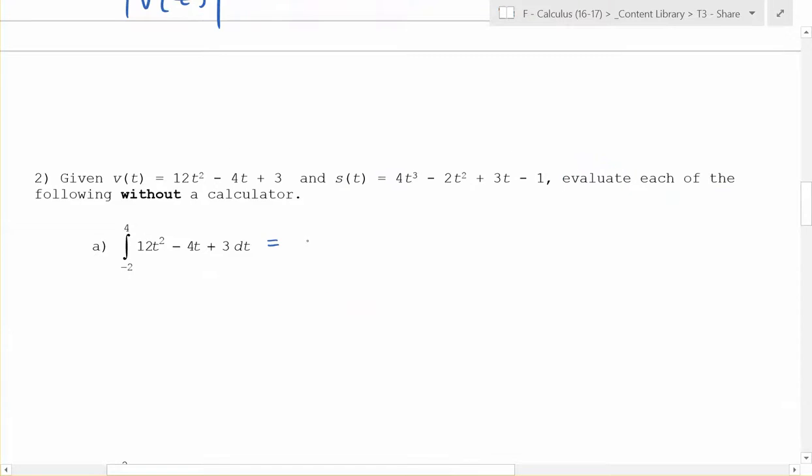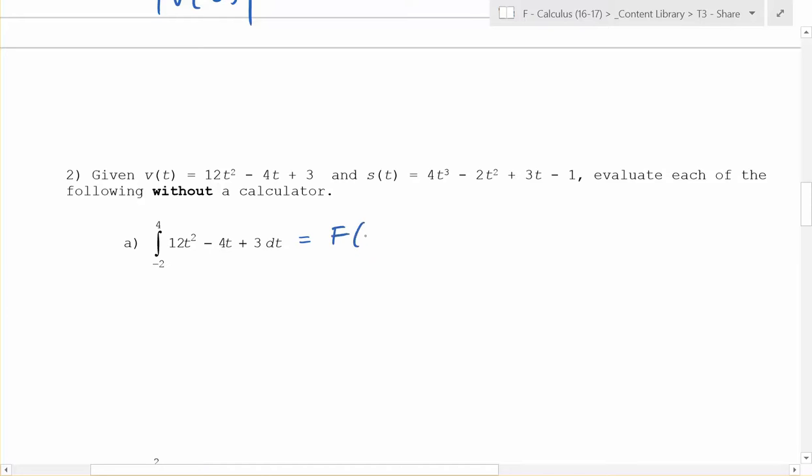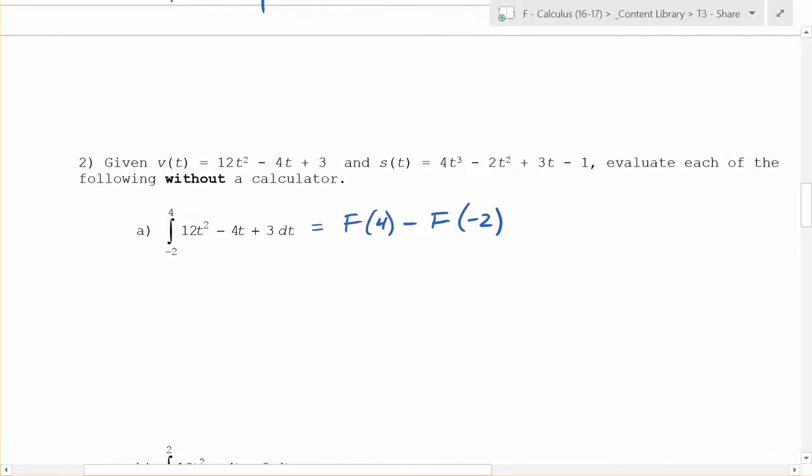Okay. Exactly. So you need to actually find, you have to do f of 4, right? Minus f of -2. So what do you have to find in order to do this one?